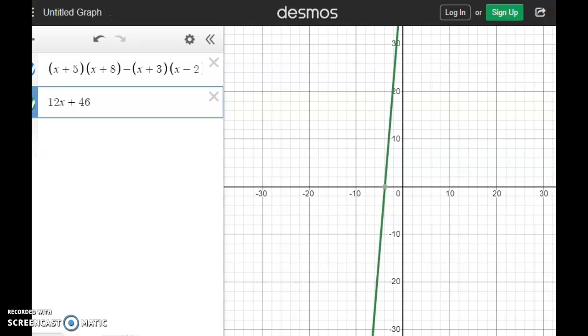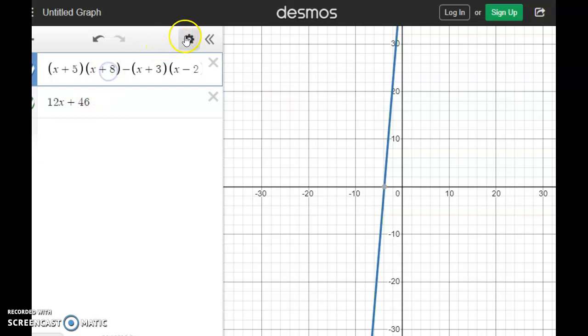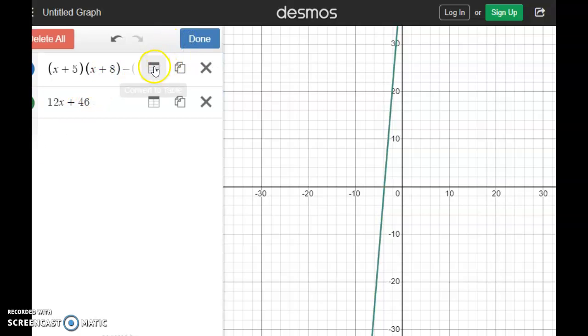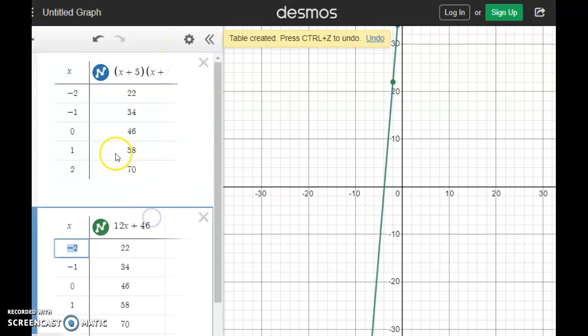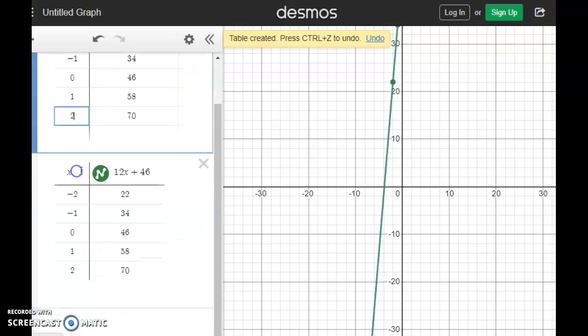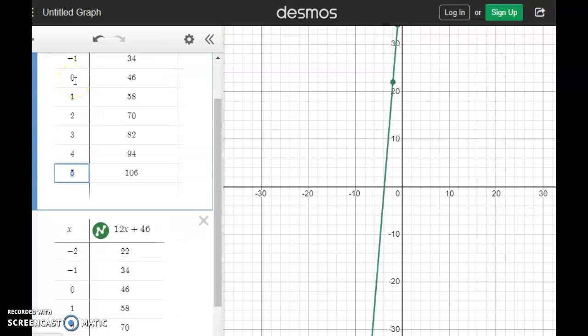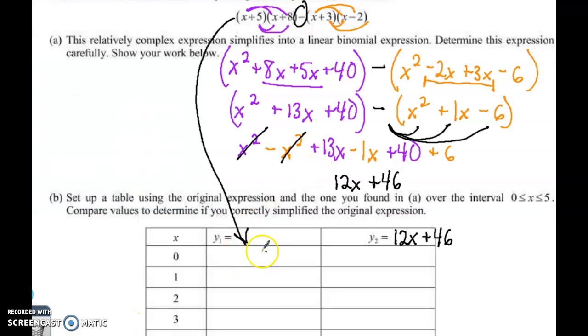Now, how can you show it using tables? Go to your wheel and make these into tables. Hit it again and make this one into a table. Now, what we were supposed to do is examine values like 0, 1, and 2. Okay, now it's working for me. So when x is 0, it's 46. When x is 1, it's 58. When x is 2, it's 70. This is a lot faster than going through and finding each problem individually.